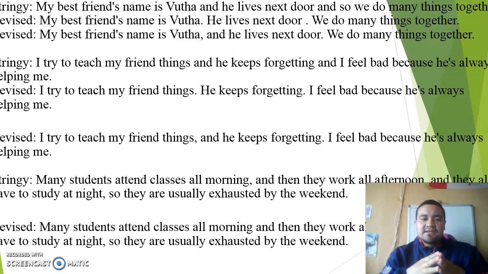Another example of a stringy sentence: I try to teach my friend things and he keeps forgetting and I feel bad because he's always helping me. A revised way is: I try to teach my friends things, he keeps forgetting, I feel bad because he's always helping me. Another revised way is: I try to teach my friends things, and he keeps forgetting, I feel bad because he's always helping me.